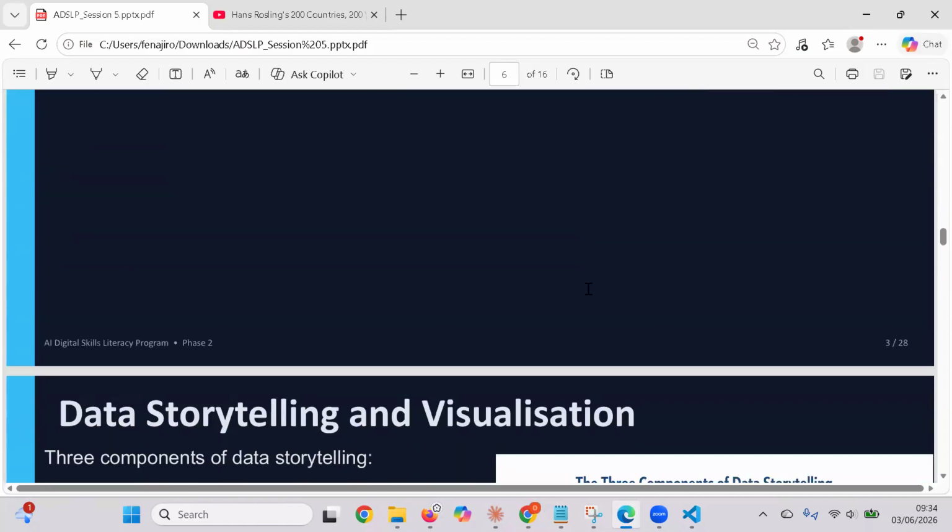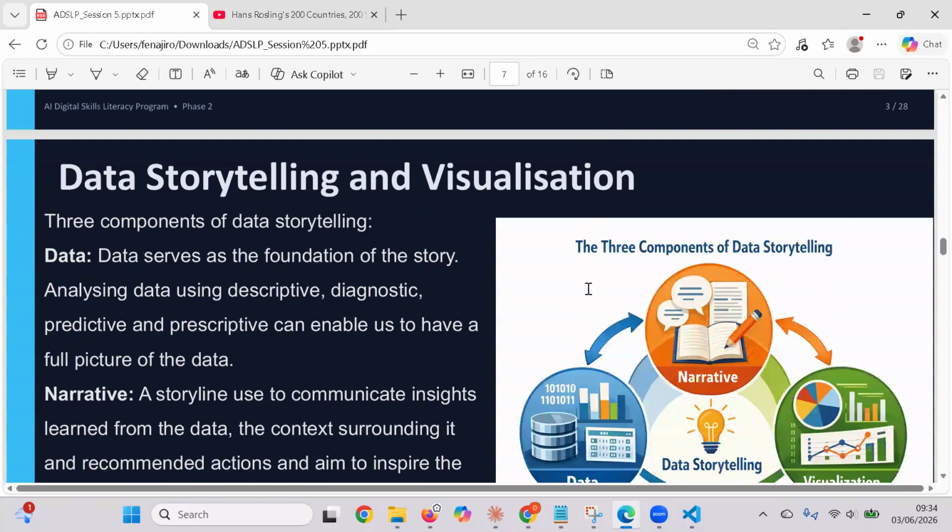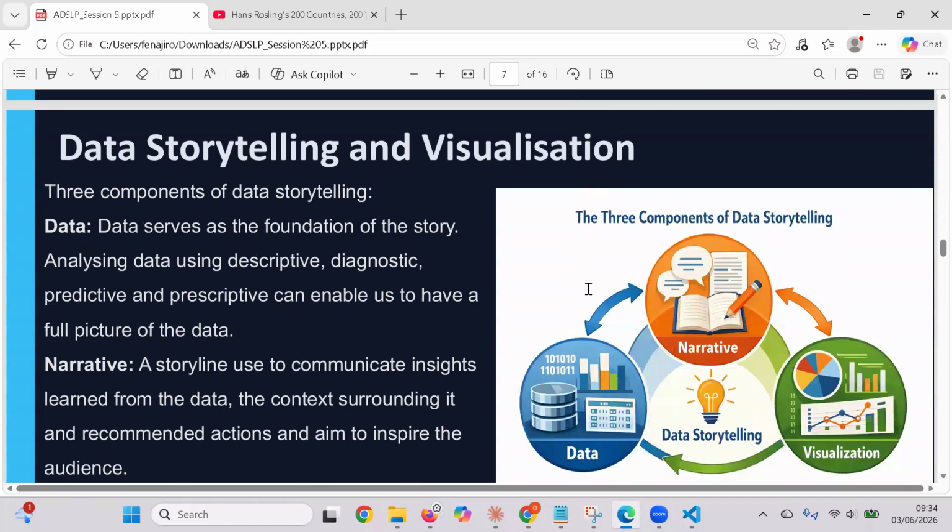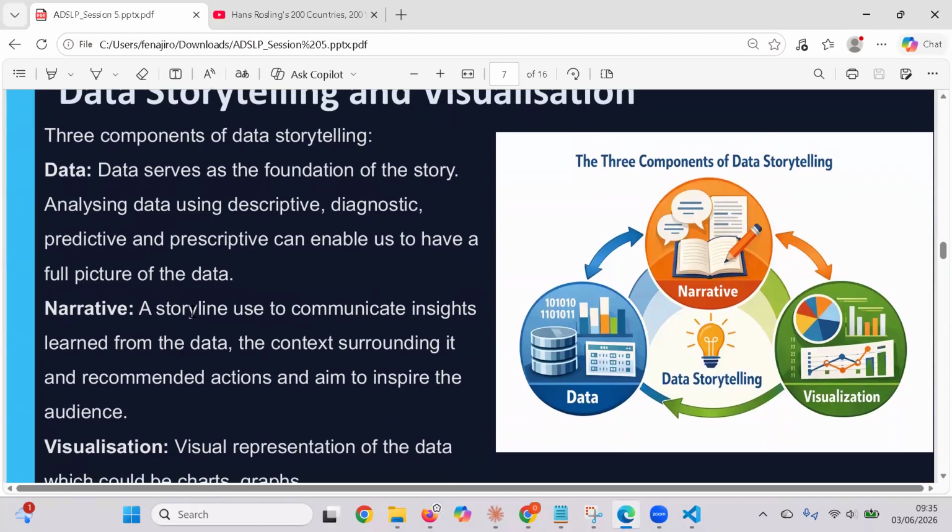Okay. The continuation of the data storytelling, look at this. Okay, three components of data storytelling. Data serves as the foundation. Yes, the data, which is the foundation. The data is where, that brings us to what we call narration. You narrate the story, communicate insights you learn from the data, which is the narration here.